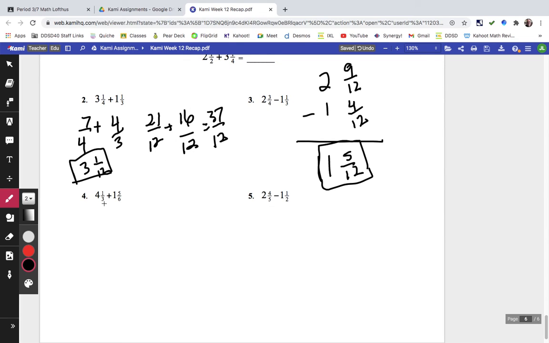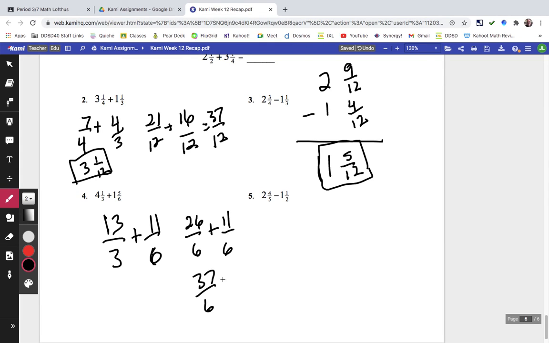This one, however, we have a couple different ways. And I'm just going to use improper fractions on this one. So 13/3 plus 11/6. And so the 13/3, I'm going to double it. And that's going to be 26/6 plus 11/6. It's 37/6. And that is 6 1/6.